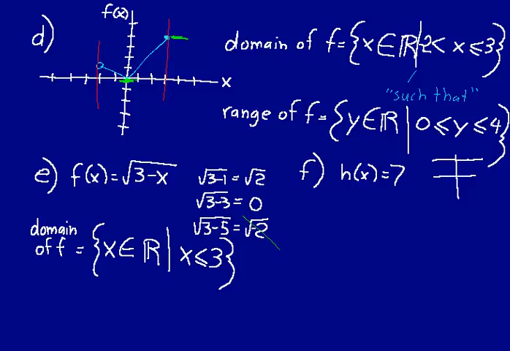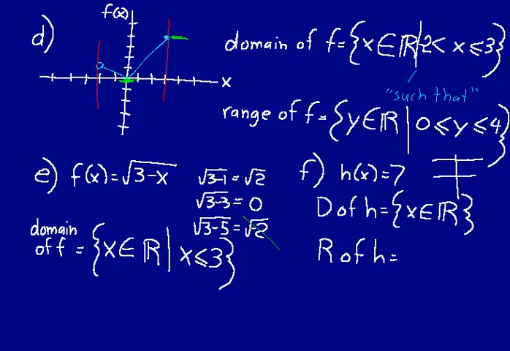So I'm just going to do a little shorthand here. I'll say D for domain of H. That is going to be equal to x is a member of the set of real numbers. And there's no such that or anything. It's just a member of the set of real numbers. Or we could just put an R in there instead and say the domain of H is the real numbers. The range of H is equal to basically just 7. That's the only number that will be in the range is 7.